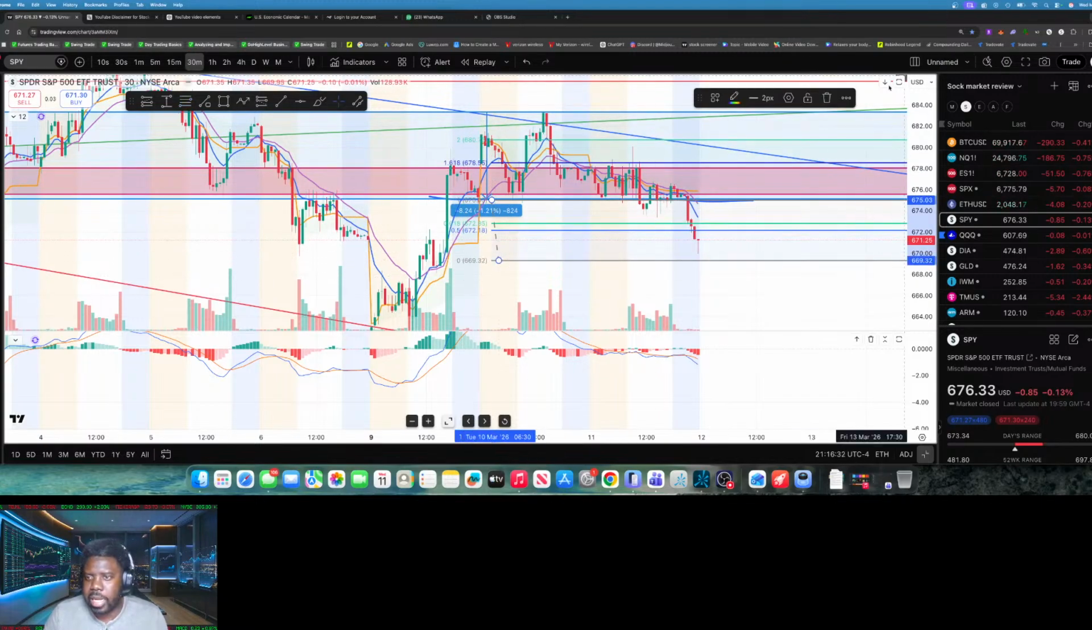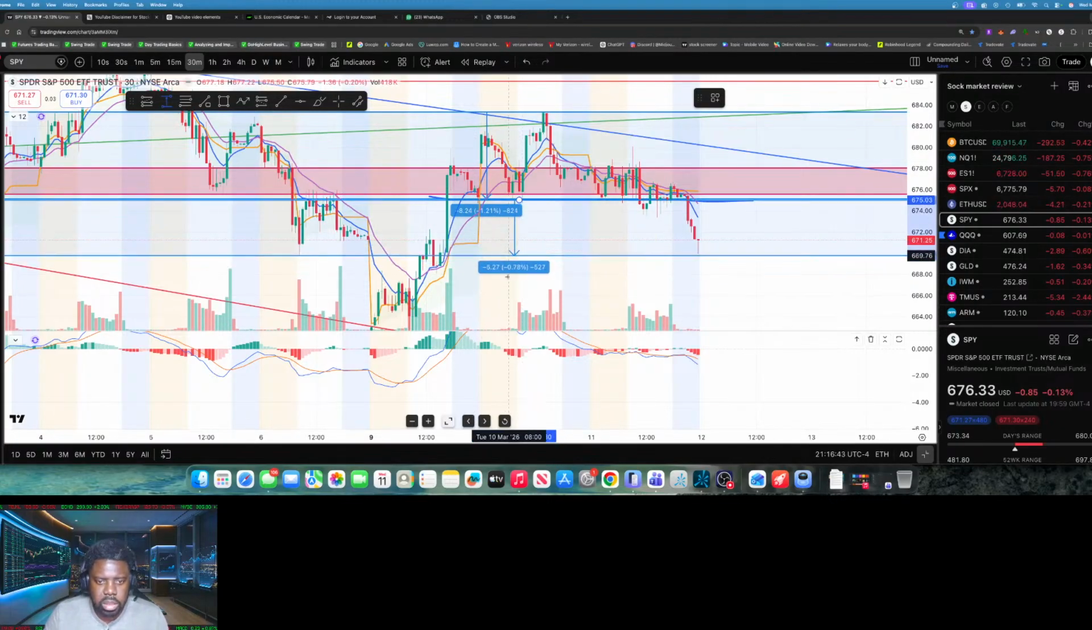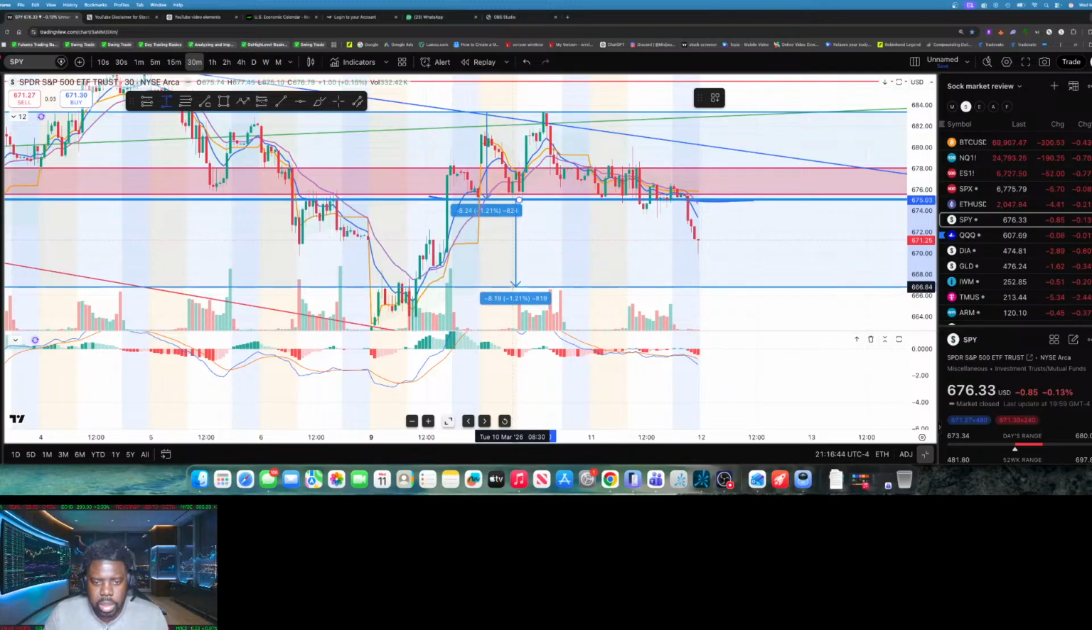Hey, I got the wrong tool. So this would be the range. I'm trying to take that other range. I could have just used an easier thing to measure that, but there you go. Boom.